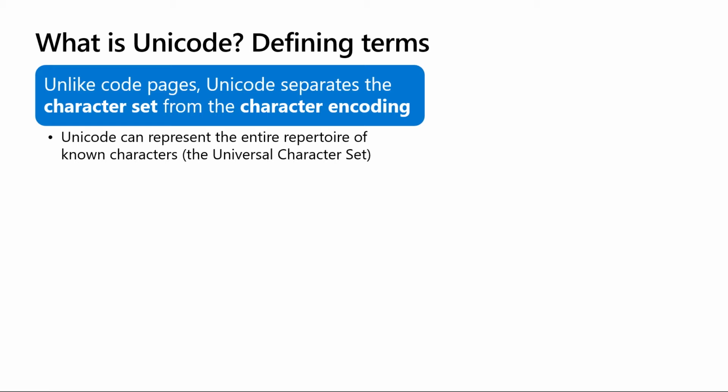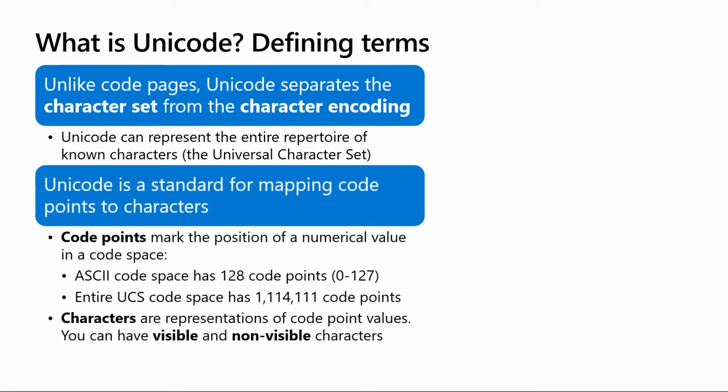Unicode can represent the entire repertoire of known characters to man from every language, including emojis, musical characters, mathematical symbols, everything. In other words, it's the universal character set. It's a standard to map code points, which means the ordinal position of each character in the entire UCS array, to characters that can be read by the human eye. It's over 1.1 million characters that can be represented, and those include both visible and non-visible characters.